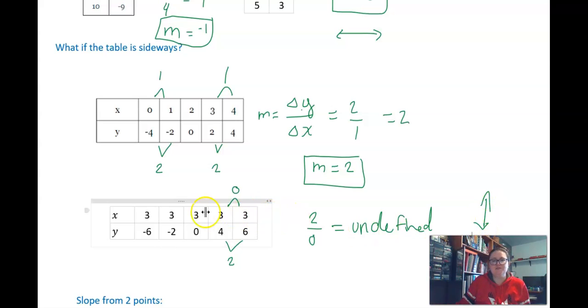So if you're doing this on Delta Math, you would literally have a button to push, which would say undefined. All right, so that's how we find slope from a table. So I'm going to end this video. I want you to do the Delta Math practice and find slope from a table a couple times. When you're done with that, you can watch the video on how to find slope from 2 points.